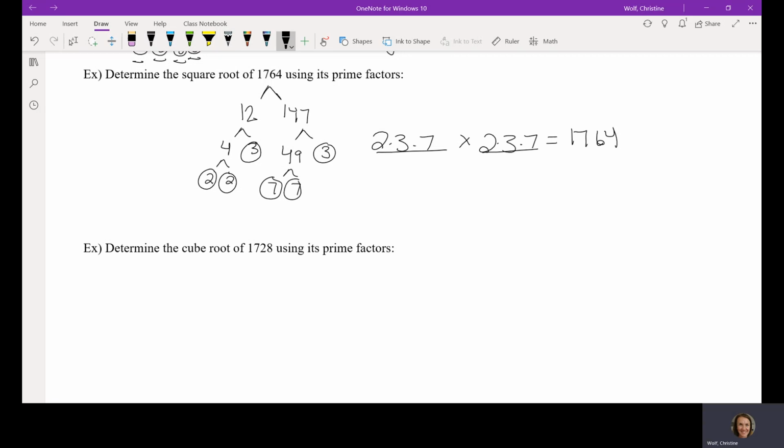So let's verify. 2 times 3 times 7 is 42. So I'm really saying that 42 times 42 equals 1764. Just double check your work. 42 times 42 does in fact equal 1764. So we know that the square root of 1764 is 42, and there's your final answer.